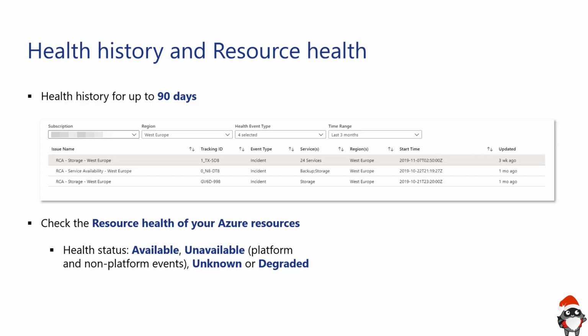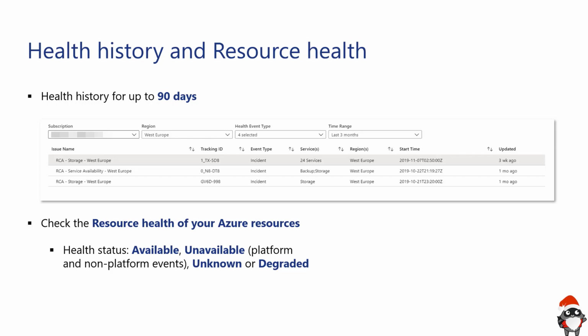The health of a resource can be displayed as one of the following statuses. First, you have available, which means all is fine with the resource. In the case of a virtual machine, your VM is running and doing everything it's expected to be doing. Then you have the status unavailable, which means that Azure Resource Health detected an ongoing platform or non-platform event that affects the resource and why the resource probably isn't working like it should.